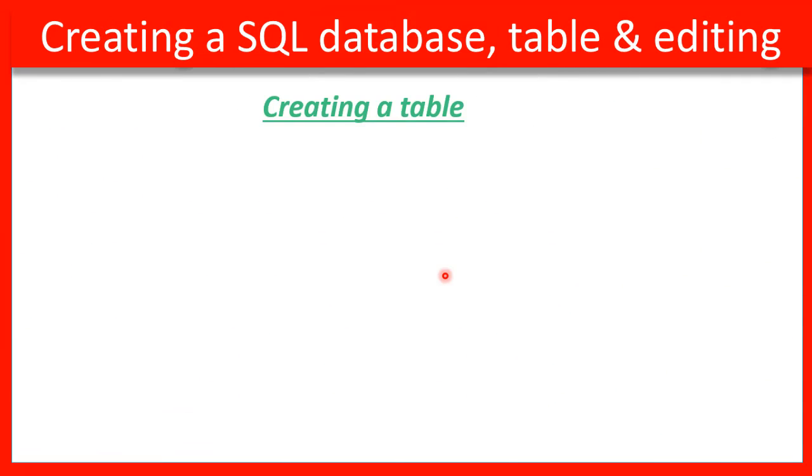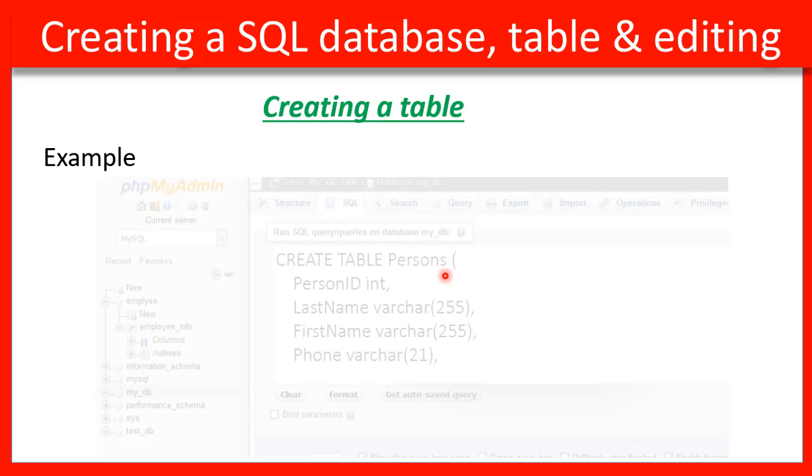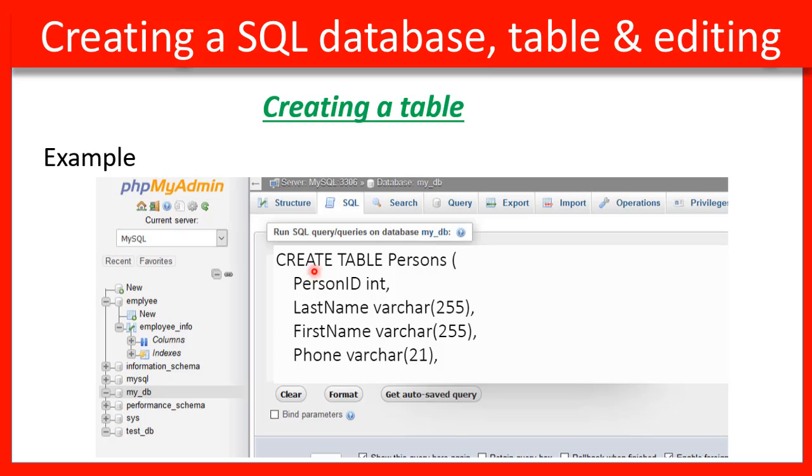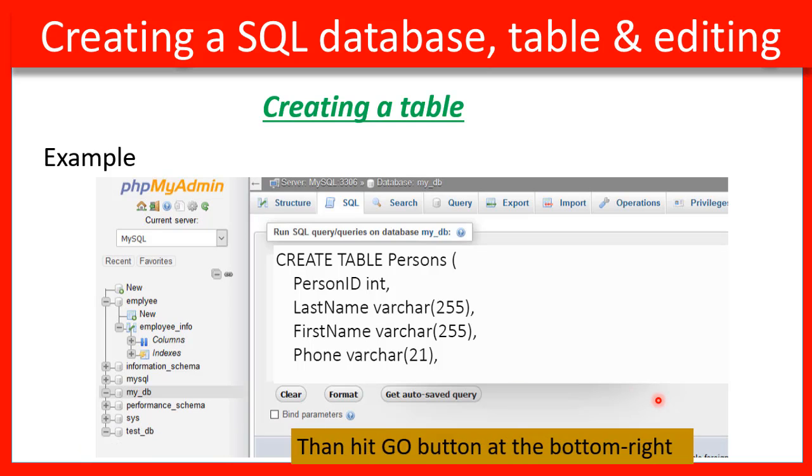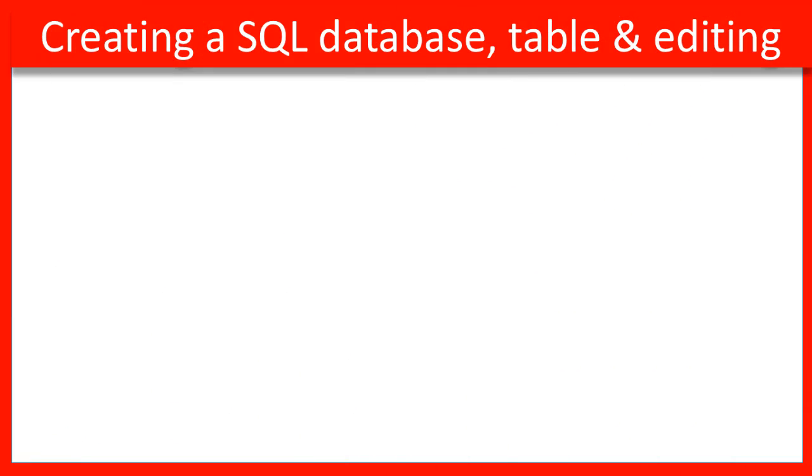Let's move on to the practical example. Here, create table, and this is the table name, person ID or ID, this is an integer, last name, first name, phone number, address, etc. You should input these in your table, and must define the data type. Here the person ID should be an integer, like 1, 2, 3, 4, 5, etc. And last, hit the Go button to create a table.